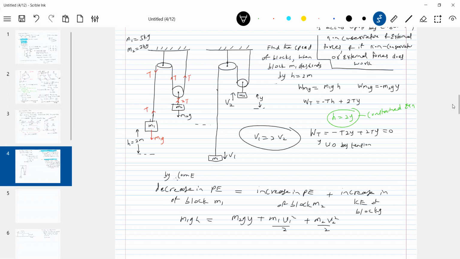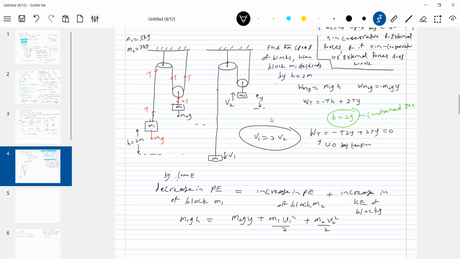You may ask, sir, how do I come to know the potential is increasing? You define H equal to 0. So you can definitely say that if the block descends, the potential energy will decrease. If the block ascends, potential will increase. I think you already know this very clearly. The potential in block M1 decreases. The decrease in potential energy got converted into increase in kinetic energy of the blocks and increase in potential energy of block M2.